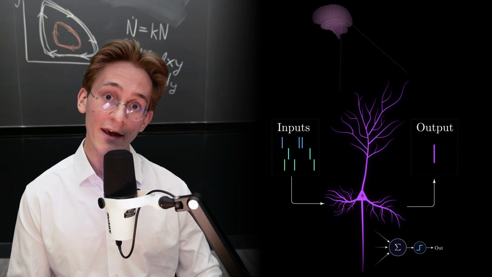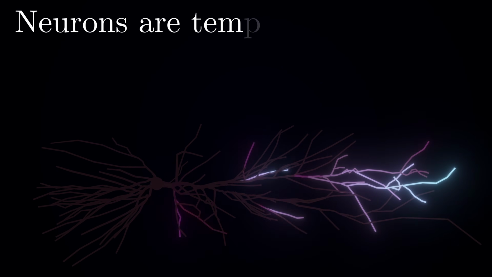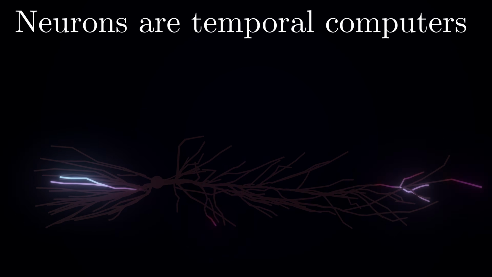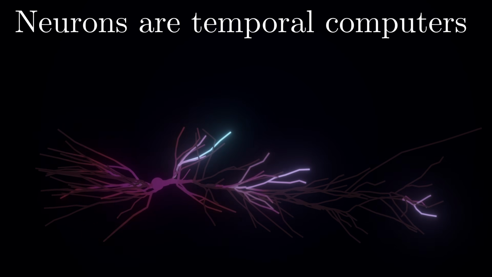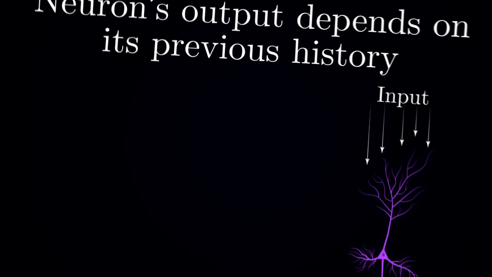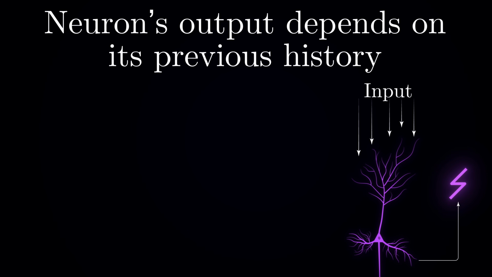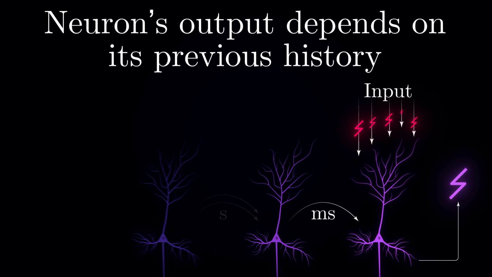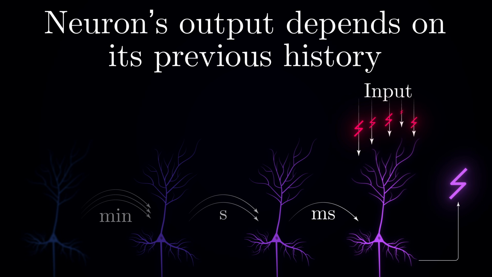Neurons are not static input-to-output machines. They are sophisticated temporal computers, changing their state and responsiveness from moment to moment. How a given neuron responds to input depends not only on that very input, but also on what this neuron was doing a millisecond ago, a second ago, or even minutes in the past. This temporal complexity is the key to understanding how the brain generates such a rich variety of thoughts and behaviors.